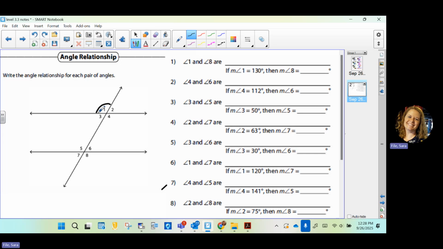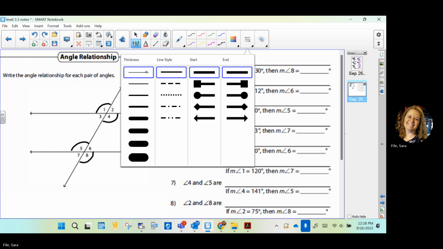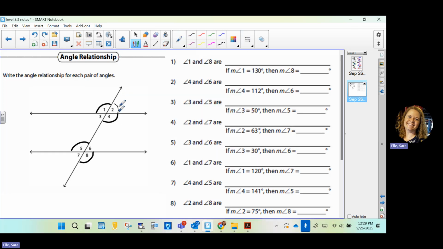Well, the first thing we talked about on the front was vertical angles. What's vertical to angle 1? 4. Okay. Then we talked about corresponding. Which angles correspond to 1 and 4 at that other intersection? 5 and 8. So those are going to have to be the same as well. Okay, so those 4 angles are all going to be congruent to each other. And then the other 4, so 2, 3, 6, and 7 will all be congruent to each other.